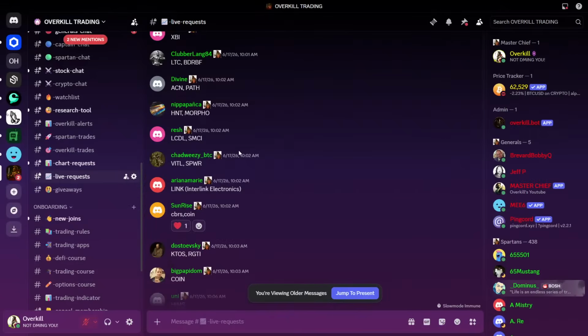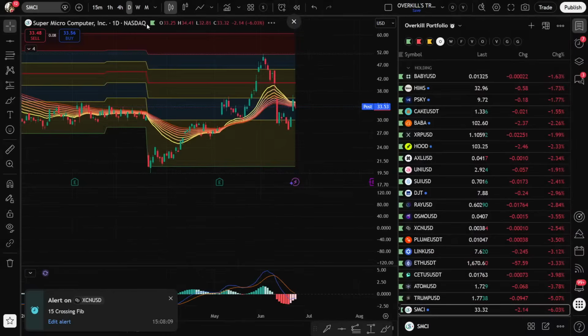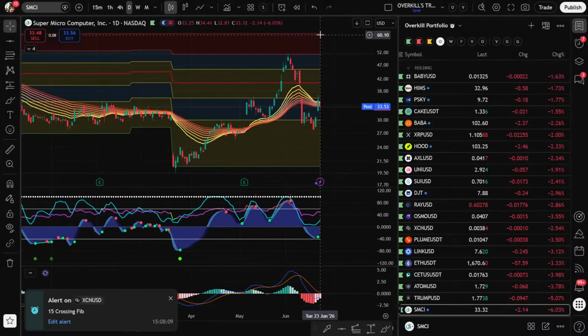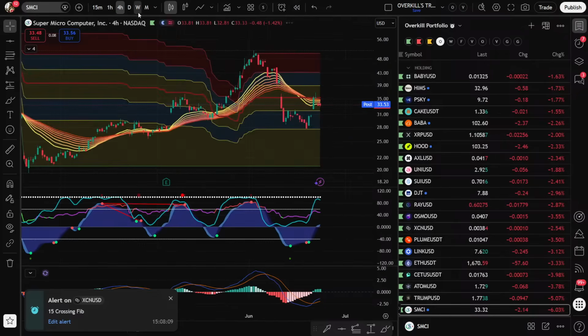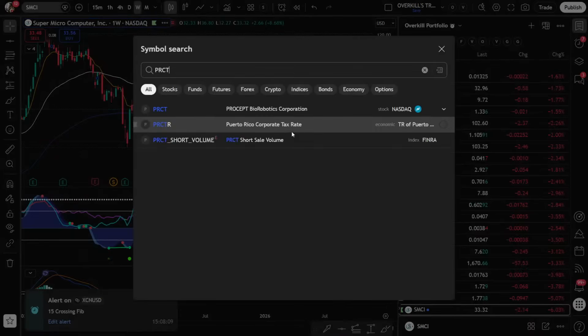SMCI, we already covered that. We're just waiting for that one to retrace back up to the red zone up here between 52 and 60. Okay, got a green dot there yesterday, gapped up, and we'll see if that move continues here this week. PRCT here from the chat.